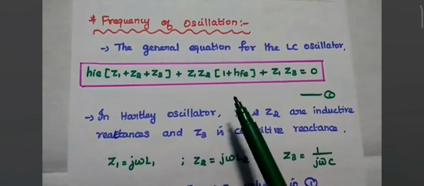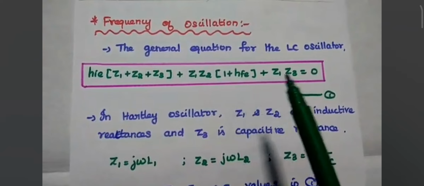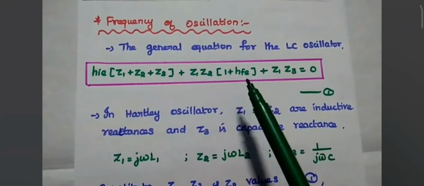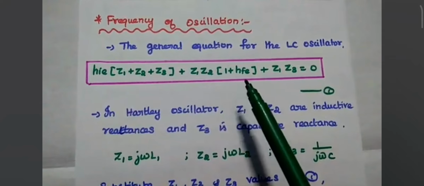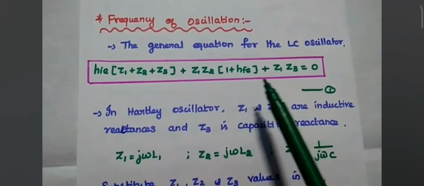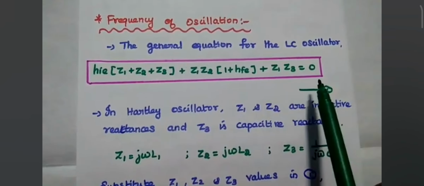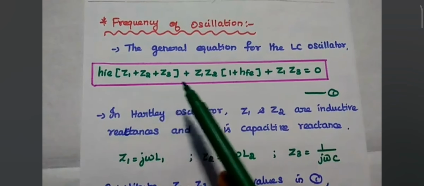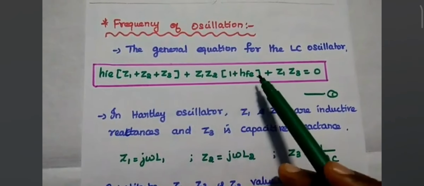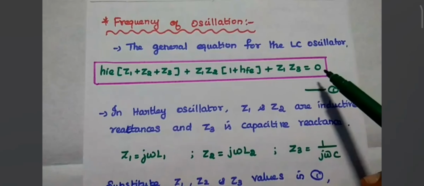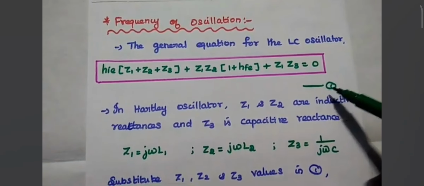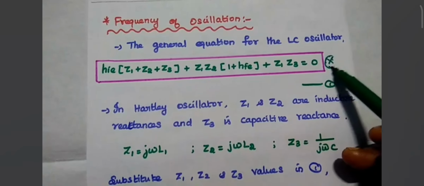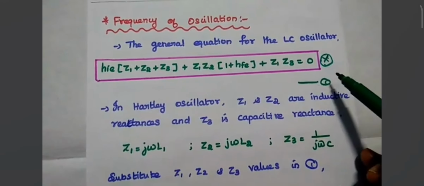For that, we can consider the general equation for the LC oscillator. This is the general equation which has already been derived. This is common for any type of LC oscillator: hie into (Z1 plus Z2 plus Z3) plus Z1 Z2 into (1 plus hfe) plus Z1 Z3 is equal to 0. Consider this as the first equation. So, you have to remember this general equation for LC oscillators.